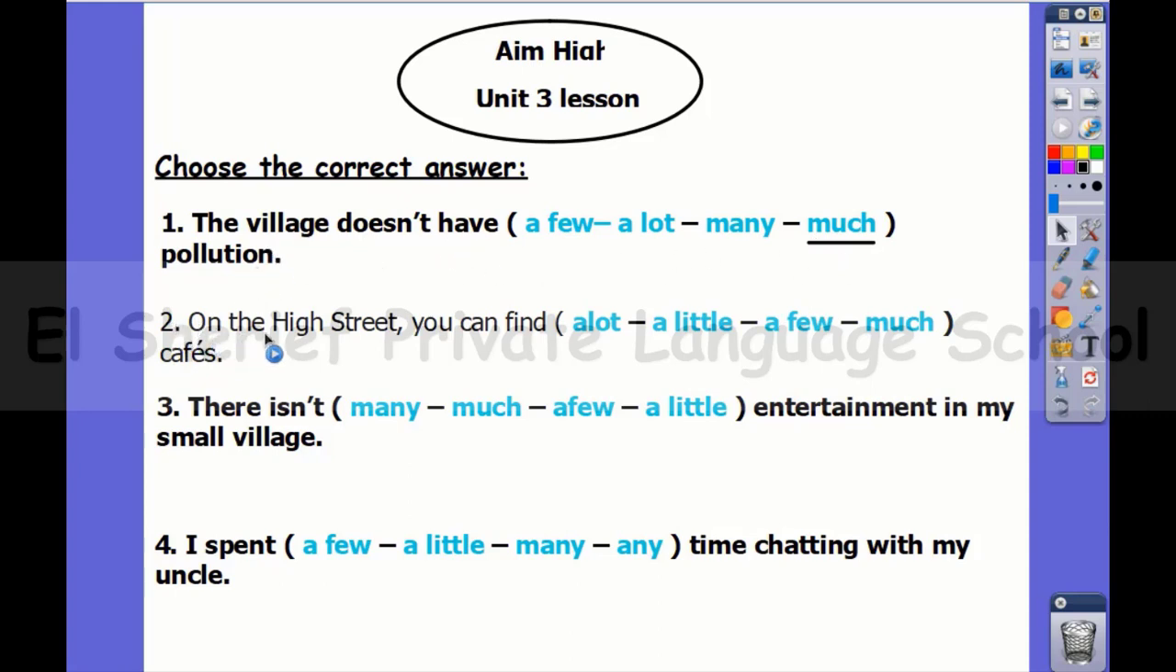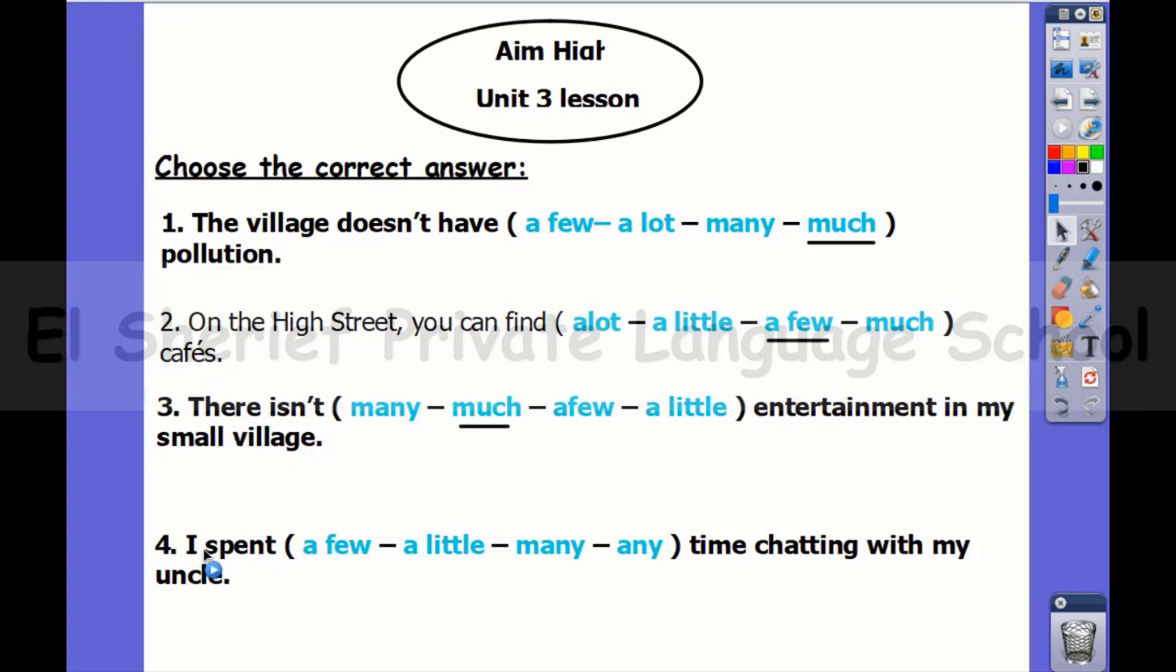Number 2. On the high street you can find cafes. So this word cafes is plural. So the answer is going to be a few. Number 3. There isn't entertainment in my small village. This word entertainment is an uncountable noun. So we are going to use much.